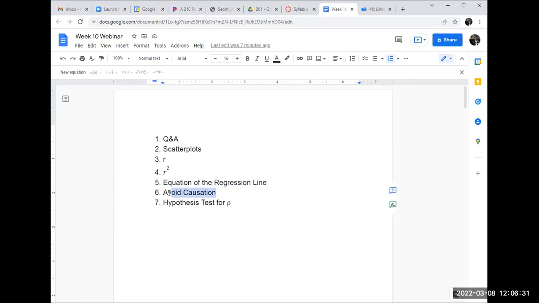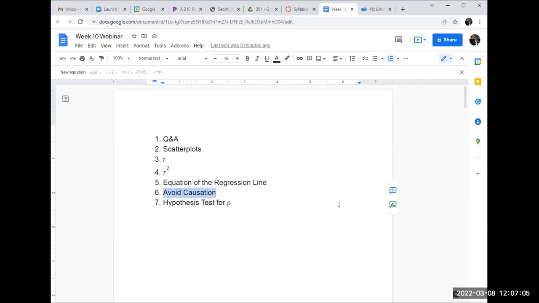And then I want to emphasize, and this is pretty much for the entire class, that you cannot use just about anything in statistics to talk about causation. You can only talk about relationships. You cannot talk about this causes that. So I'm going to talk about what to avoid and how to be careful about the way you react and talk about what the regression line tells you so that you don't make that causation mistake.